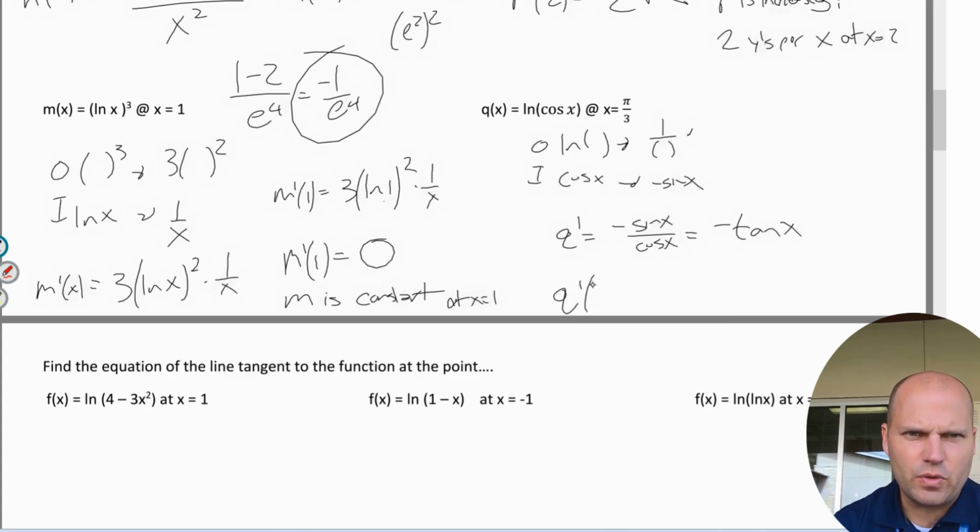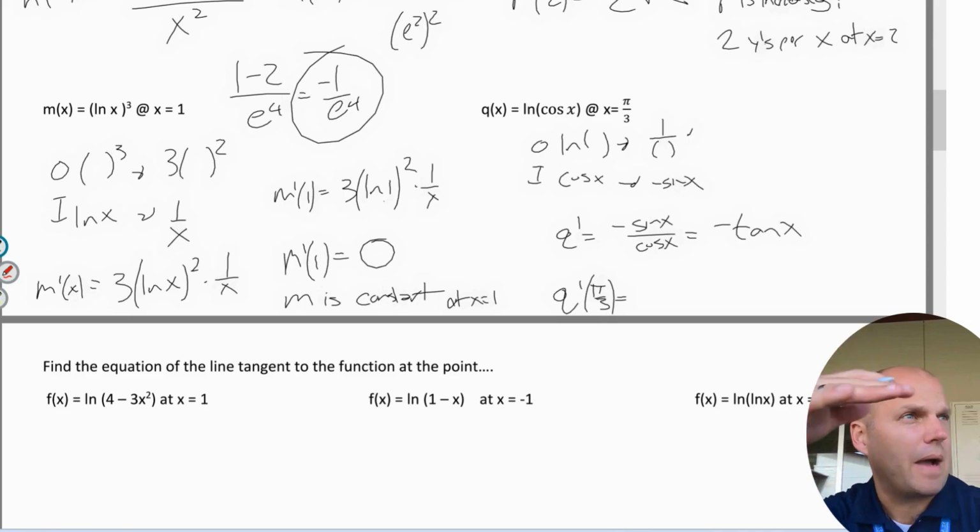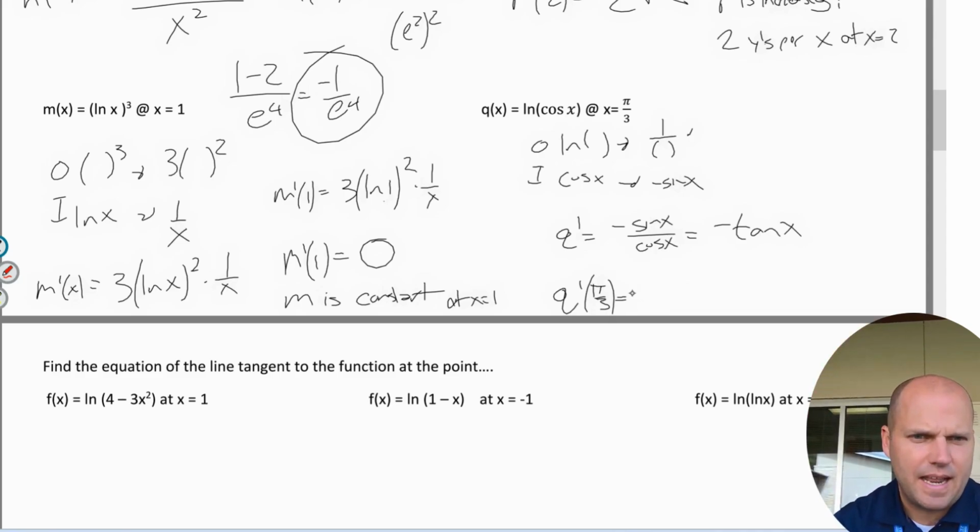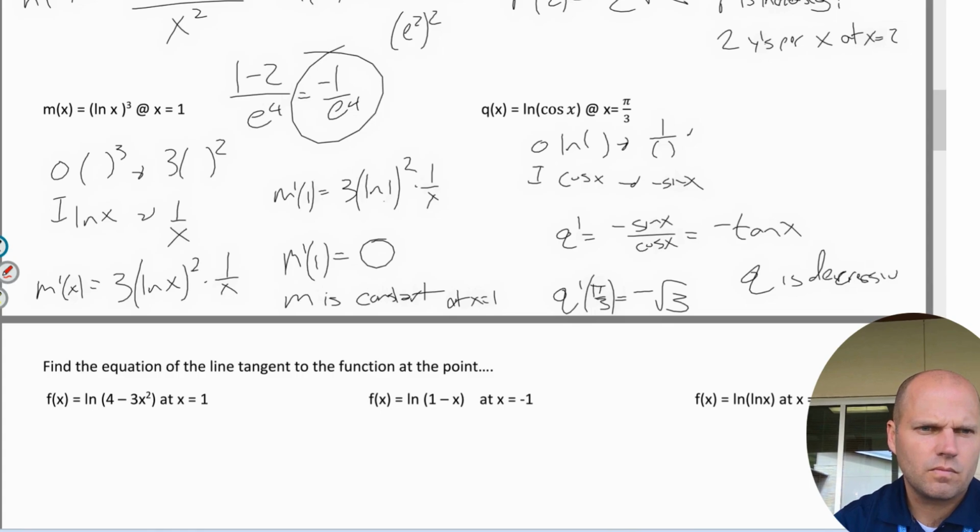So the slope of q at pi over 3 is the negative tangent of pi over 3. Tangent of pi over 3 is root 3 over 2 divided by a half, which is root 3, so it's going to be negative root 3. That means q is decreasing root 3 y's per x.